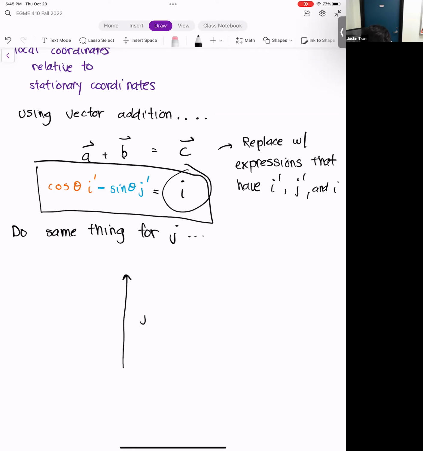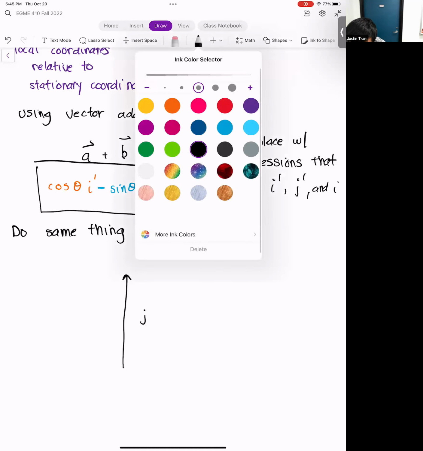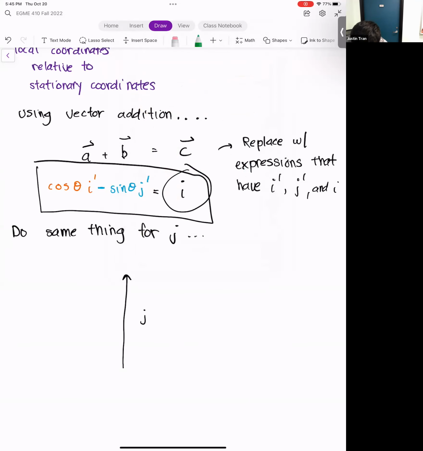The J vector points vertically upwards. Then let's form a right triangle out of this in terms of two vectors, one that goes in the I prime direction and one that goes in the J prime direction. So let's do J prime first. We'll call this the D vector, and we'll have another one in that direction. We'll call this the E vector. This angle right here is theta. So this D is in the J prime direction, and this E here is in the I prime direction.